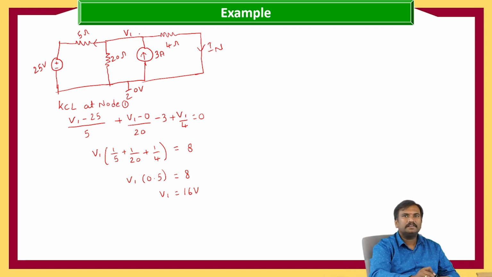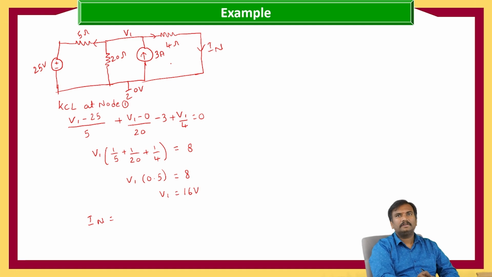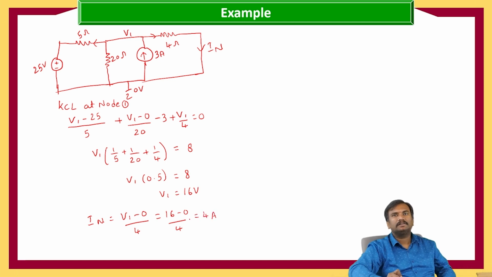When we got V1 value as 16 volts, IN is equal to the current flowing through the 4 ohm. What is the current flowing through 4 ohms? V1 minus 0 by 4, that is equal to 16 minus 0 by 4, which is equal to 4 amperes.